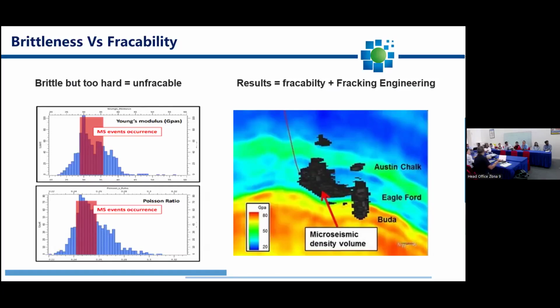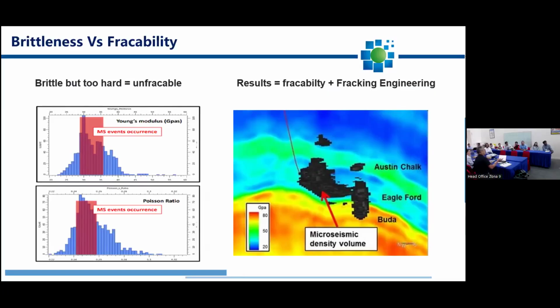I use granite and glass as an example to compare. If you have a high Young's modulus, even if your rock is very brittle, it is still very difficult to create fractures because the rock is very strong. So thank you for giving me the chance to explain the difference between brittleness and frackability.